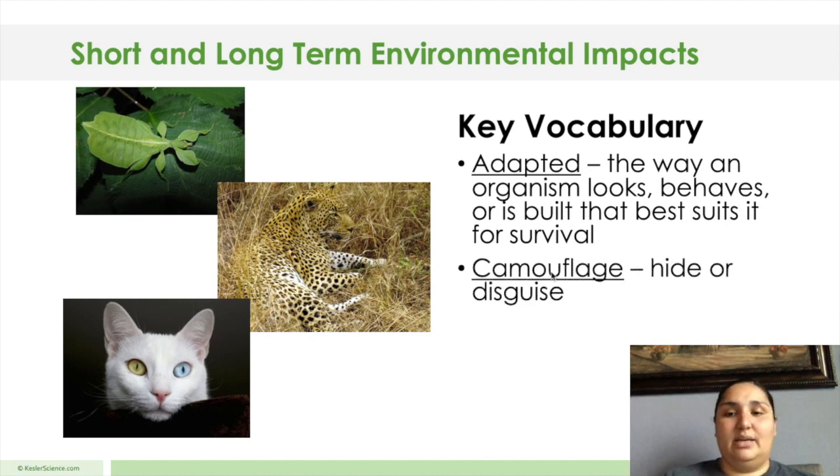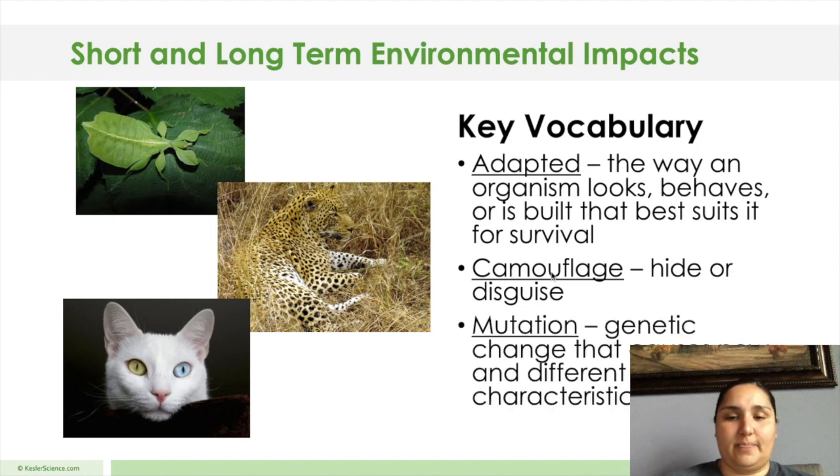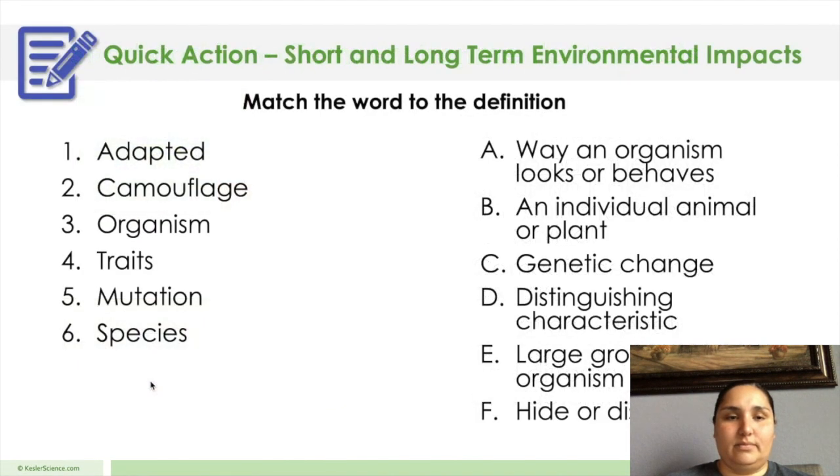Camouflage, being able to hide or disguise. And mutation, genetic change that causes new and different characteristics. So we see a mutation in that cat right there. All right, so I'm going to give you guys a minute, use your notes, to match the word to the definition. You can pause the video if you need more time.